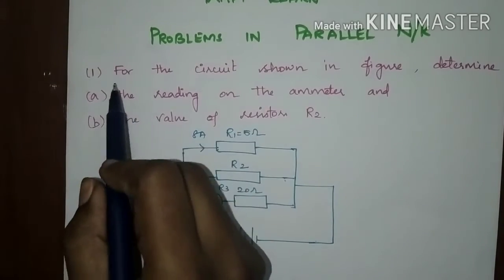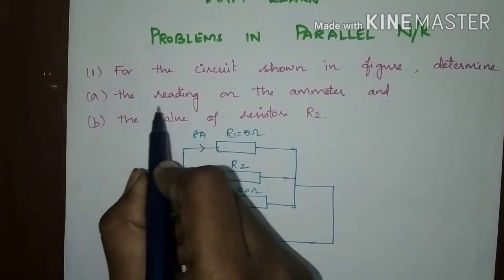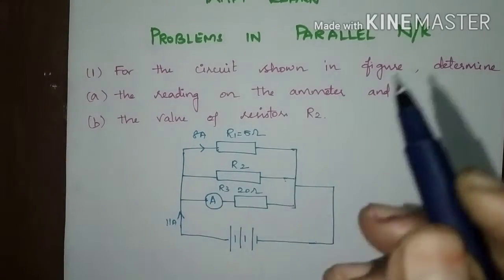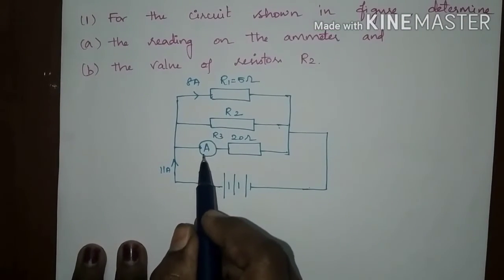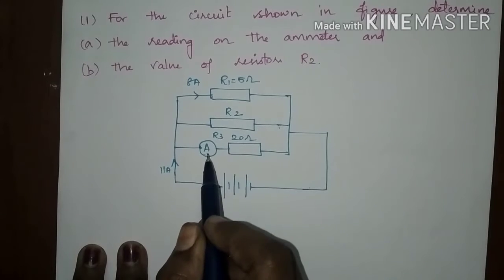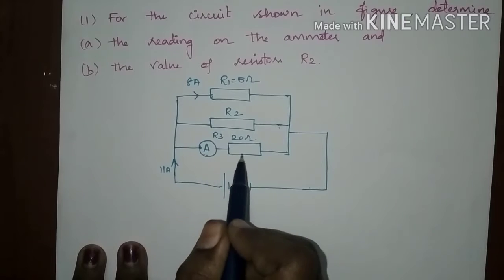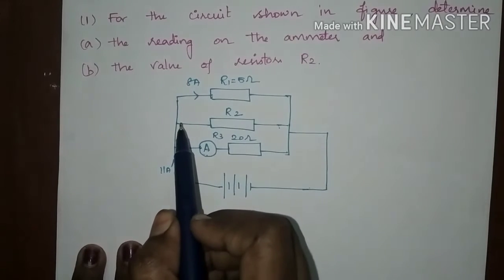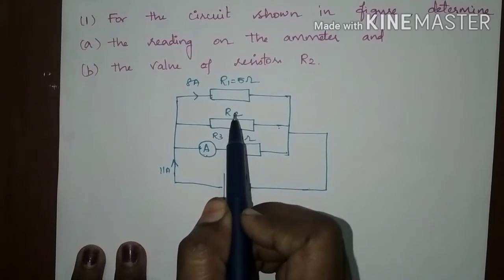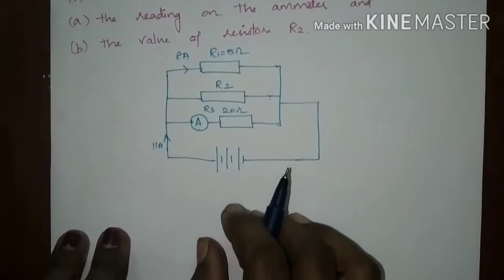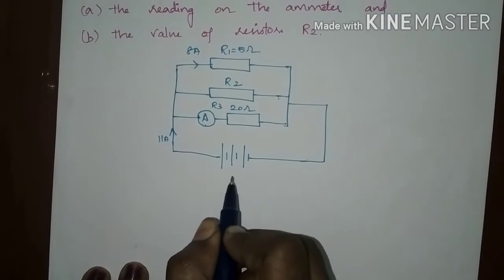See in this problem, for the circuit shown in the figure, determine the reading of an ammeter and the value of the resistor R2. We have to find the current flowing through the R3 resistor, that is, the reading of the ammeter, and we have to find the value of the resistance R2. It is very easy. Here they have not given the input supply also.